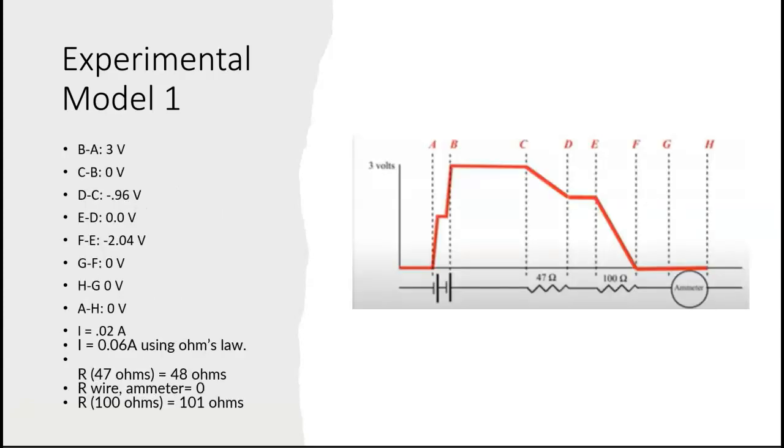And these are the values we derived calculating the potential differences across several points. We say that using Ohm's law, we derive I to be 0.06 amperes, and the overall resistance as 48 ohms for the 47 one and 101 for the 100 ohm, with the wires and ammeters being 0 essentially. As you can see, this is the graph of the potential difference across the several points.